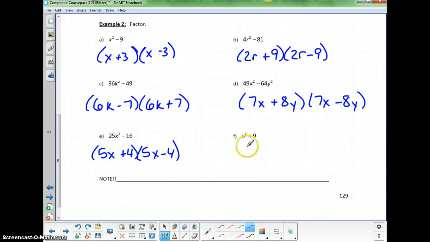And the last one here, this is n squared plus 9. Now, think for a second. Does n plus 3, n minus 3 work?